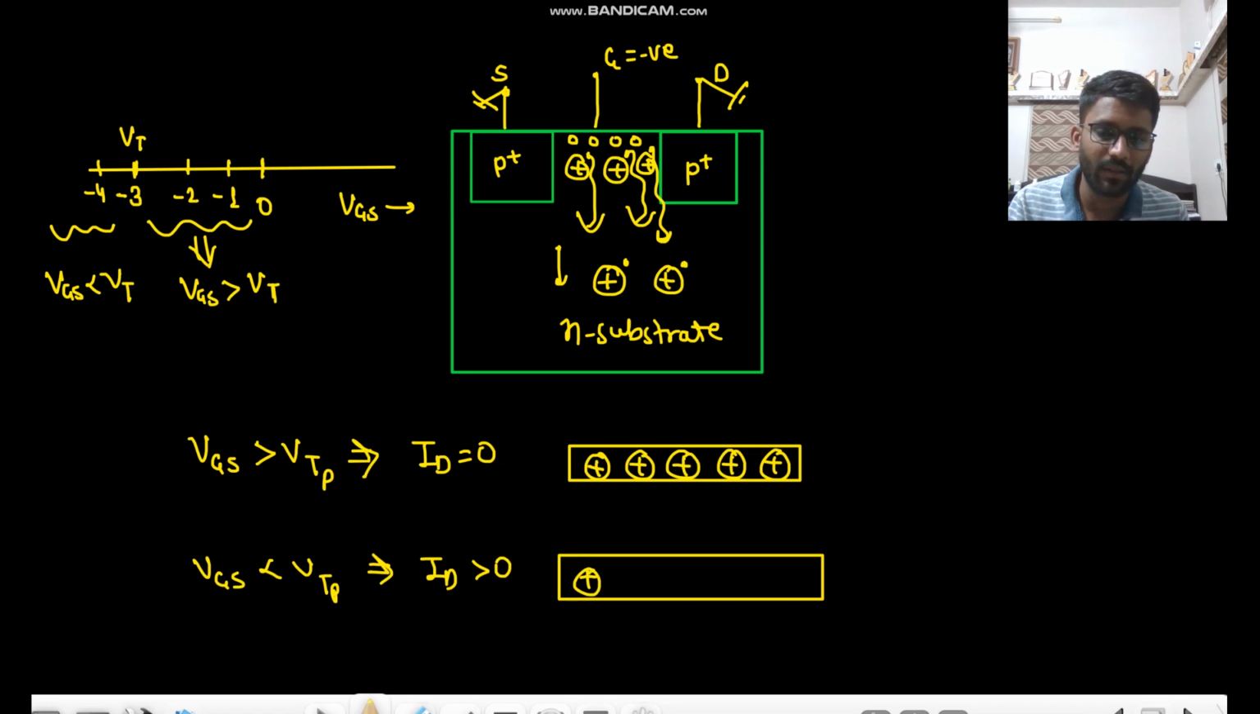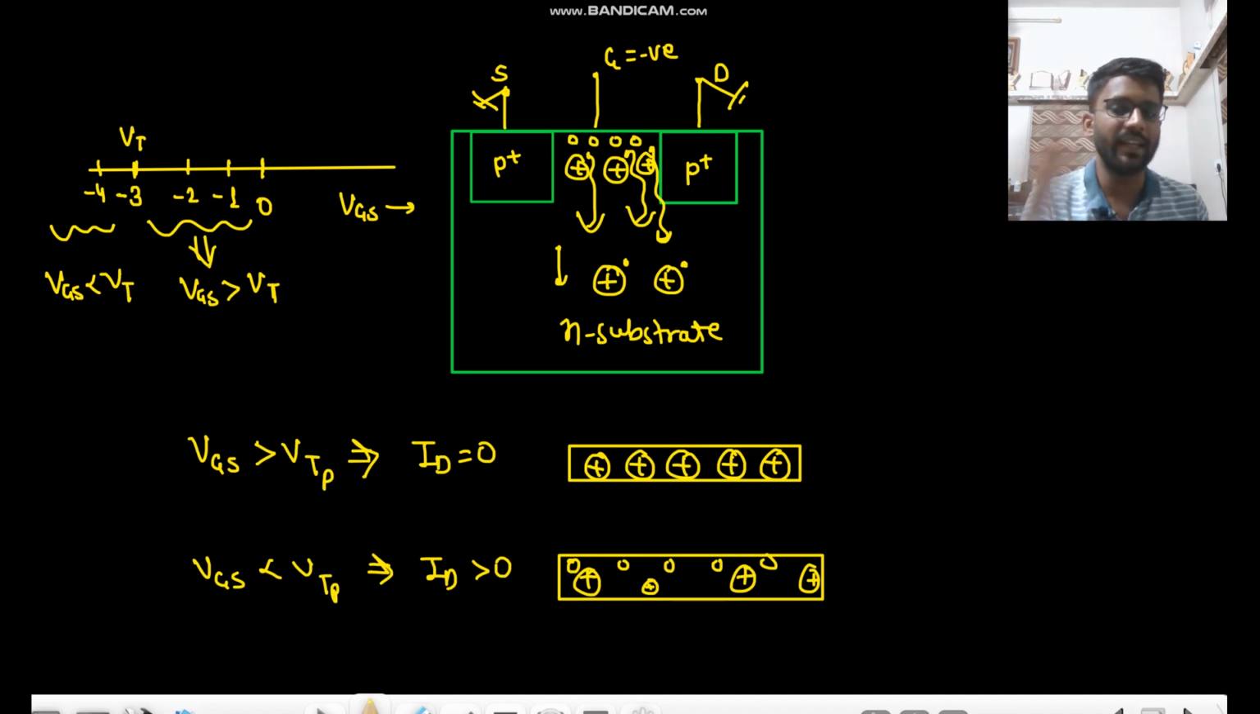you will get holes, right? And some positive charge like this will be there as well. Okay, but you will get holes here and the current will be finite. Just relating it with the NMOS concept, nothing else.